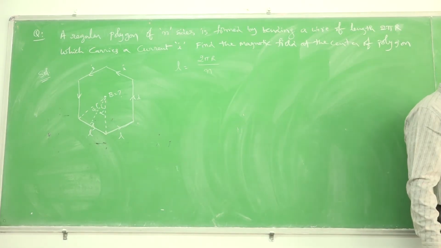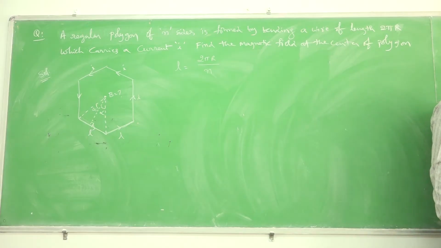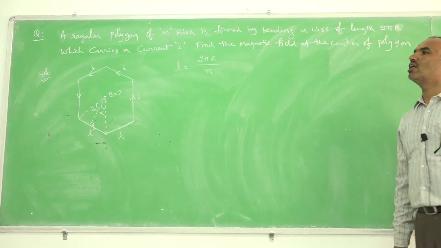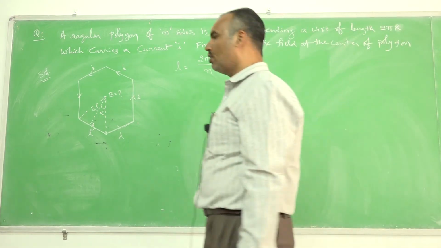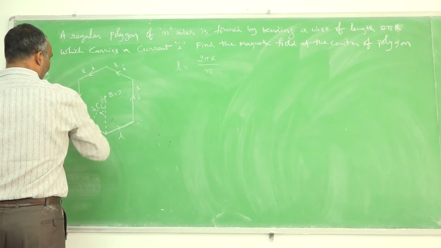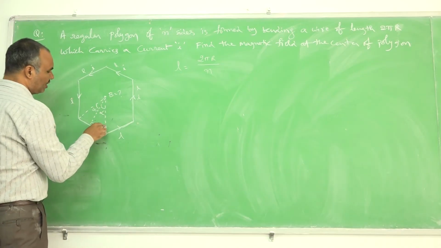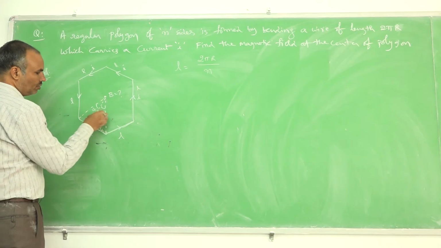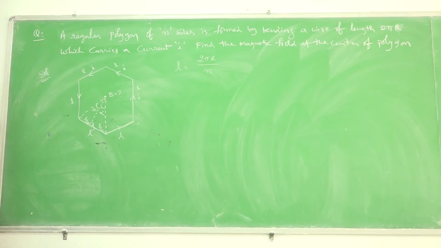Both the angles are obviously identical, because it's a regular polygon. Regular polygon means all the sides have identical length. So this part is L by 2, this part is L by 2. So these two angles are equal. Now, let me calculate alpha value.